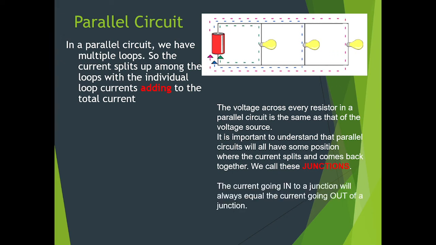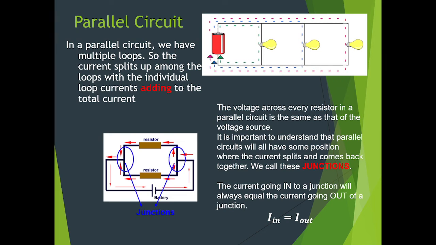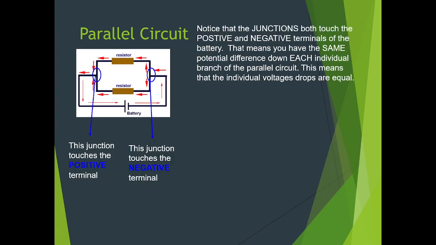The current going into a junction will always equal the current going out of a junction. The amount of current flowing into a junction is equal to the amount of current flowing out of the junction. In a parallel circuit, we notice that the junctions both touch the positive and negative terminals of the battery. That means you have the same potential difference down each individual branch of the parallel circuit. This means that the individual voltage drops are equal.